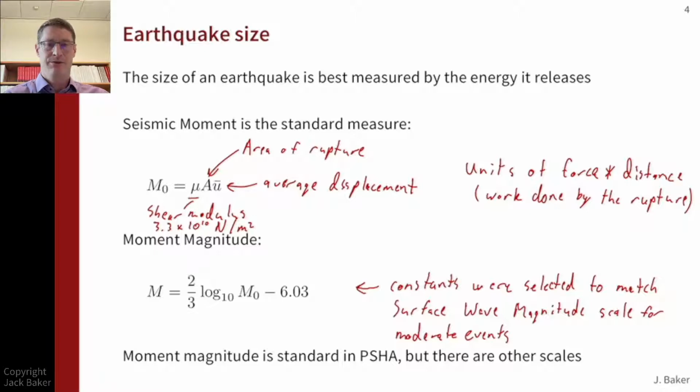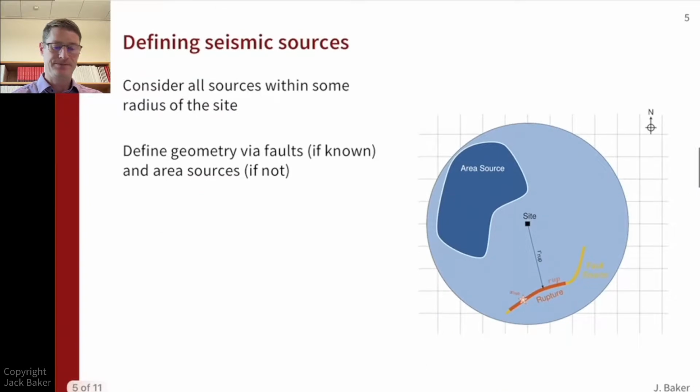Okay. So I've mentioned the surface wave magnitude scale, which is the older technique. Moment magnitude is our de facto standard for seismic hazard calculations. I'll just make a quick mention: there are other scales of earthquake magnitude, but moment magnitude is the preferred and the standard metric in seismic hazard studies. Okay, so we've got a metric of earthquake size.